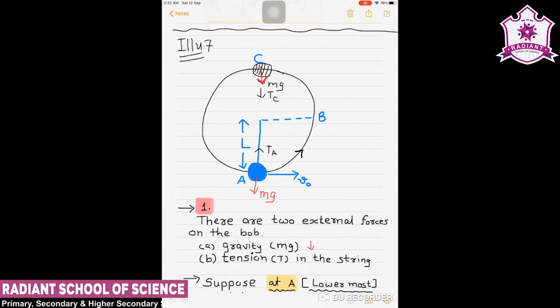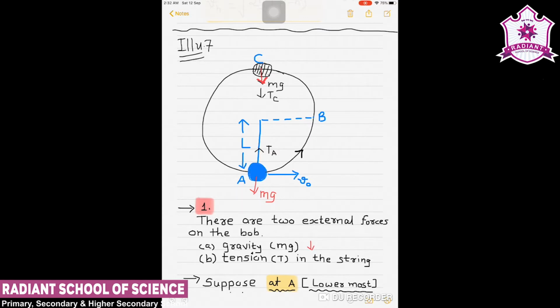It is imparted horizontal velocity v0 at the lowest point, capital A, such that it completes a semicircular trajectory in the vertical plane, with the string becoming slack only on reaching the topmost point C. Now all those things are shown in the figure.